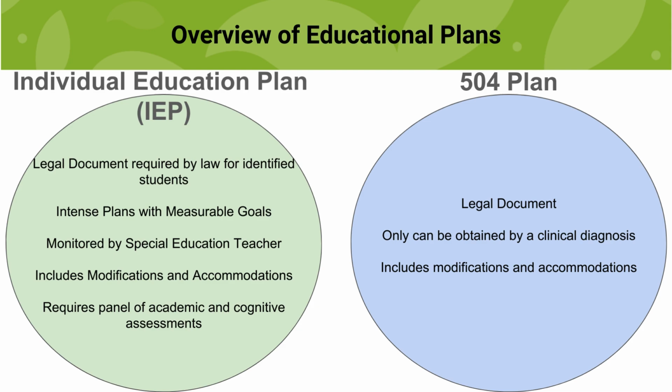The 504 plan is governed by the Section 504 of the Rehabilitation Act. It is also a legal document, and it provides accommodations for students who have a disability that substantially limits one or more major life activities, but it does not require specialized instruction to access the curriculum. It often includes modifications and accommodations, but it does not include measurable goals or specialized instruction. It can sometimes be obtained based on a clinical diagnosis alone. Both plans are critical and both require your attention.